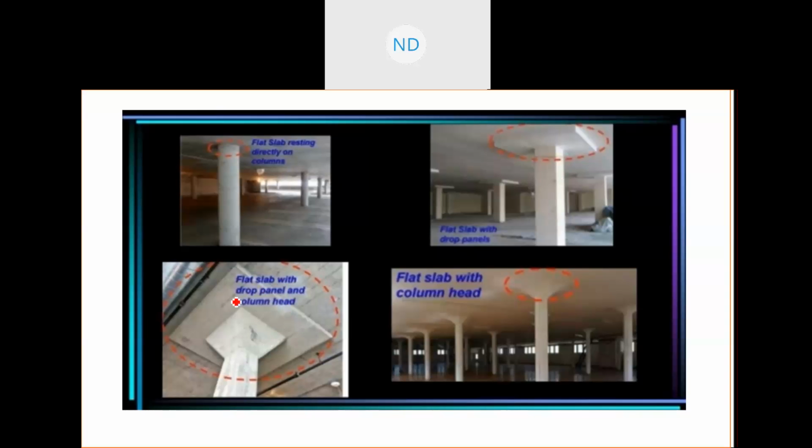The fourth one, this was the fourth one. See here, this is your drop from the slab, and also there is a column head above the column. So this is the fourth type.